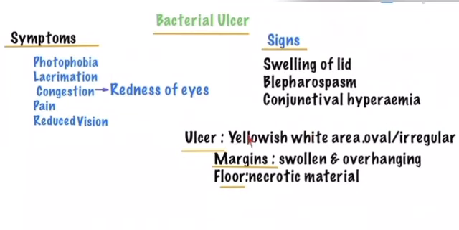The ulcer will be yellowish white in color most often, and it will be oval or irregular, depending upon the specific bacterium which causes it. The margins of the ulcer will be swollen and overhanging, and the floor will have necrotic material. So even if you don't know the specific bacterium, you can write all these points for bacterial corneal ulcers.